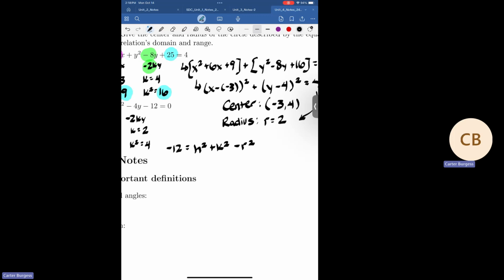What is h squared? 0. What is k squared? 4. So subtracting 4 from both sides, I get that negative r squared is negative 16, and that r is 4. That's the way I was finding myself kind of drawn to. That's good.